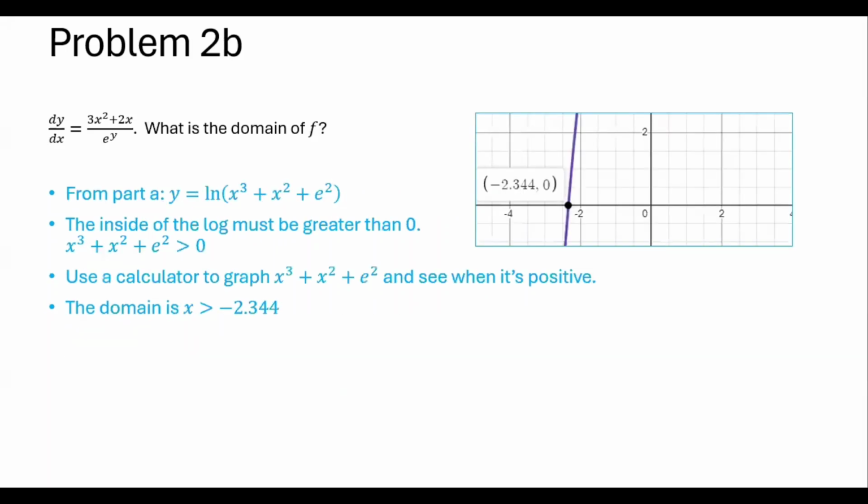Part B, what's the domain of f? Well, this is our solution, our f. I just called it y here. So how do we find the domain of this guy? Well, we know that the inside of the log must be greater than 0. So this is the inequality we just solved. We just use the calculator. We graph this guy. We see where it crosses the x-axis and is positive onward. That's at x is minus 2.344. So the domain of f is x is greater than minus 2.344. Don't put equal, because what's log of 0? It's undefined. So don't put the equal sign.